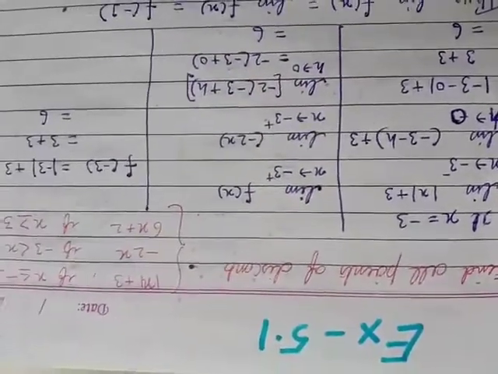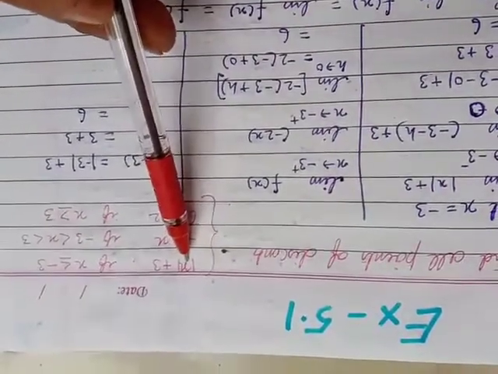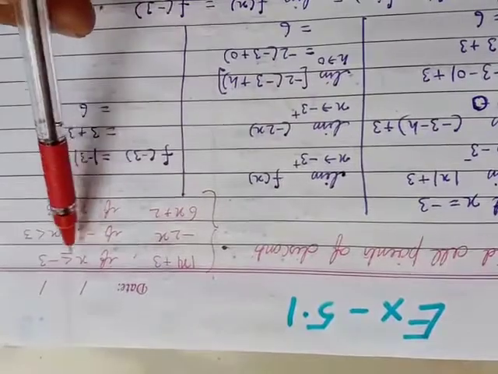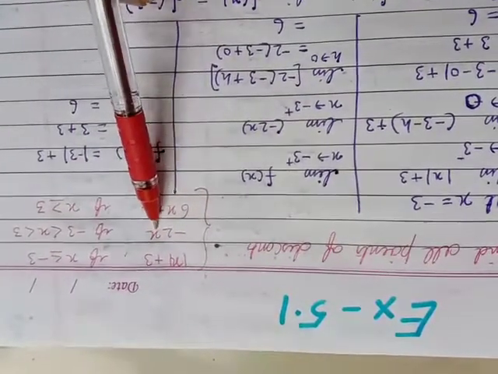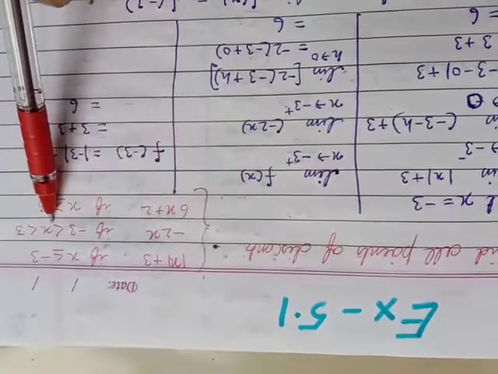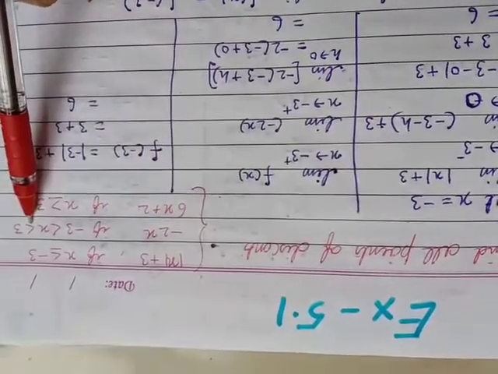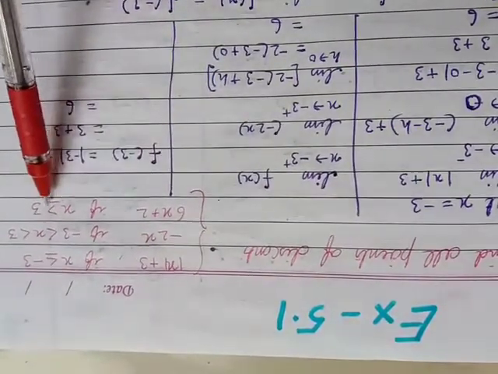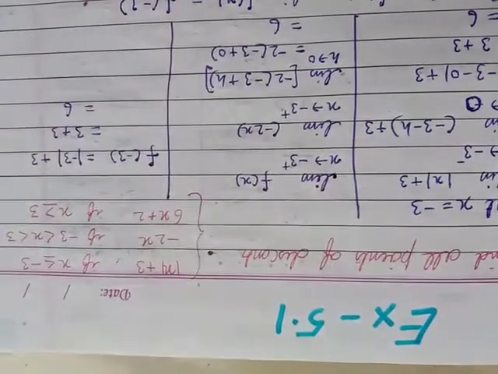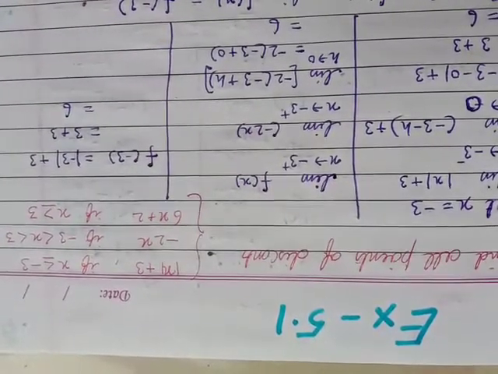A signum-type function is given, and this function is |x| + 3 if x is less than or equal to -3, it is -2x if x is greater than -3 but less than 3, and 6x + 2 if x is greater than or equal to 3. It means there are two critical points: one is -3 and another is 3.